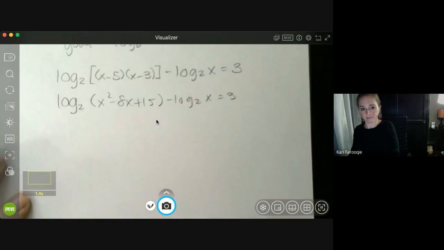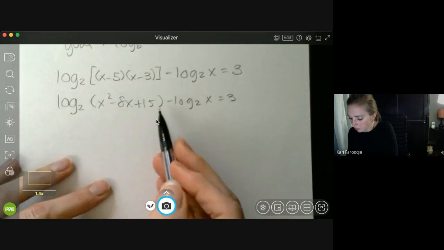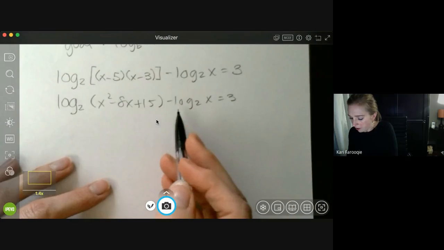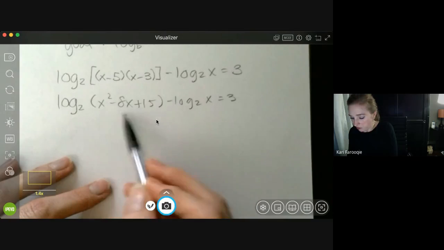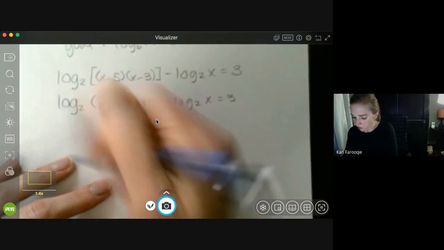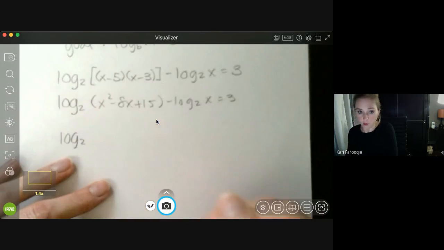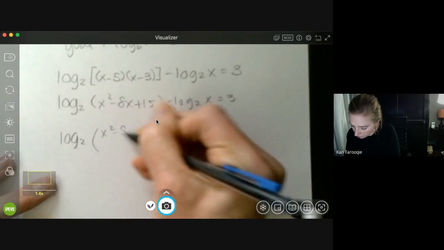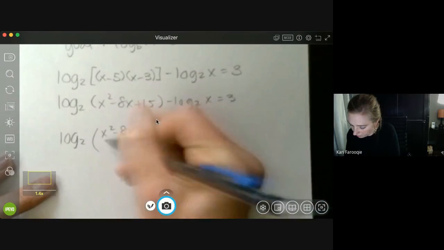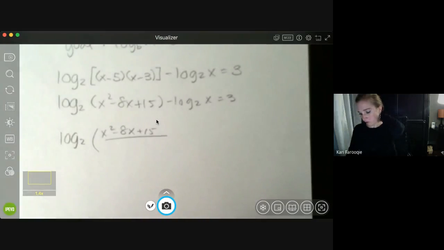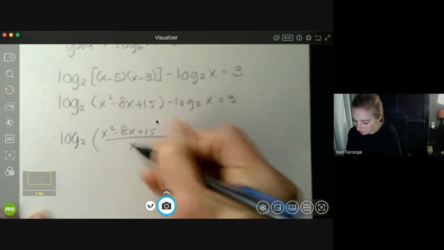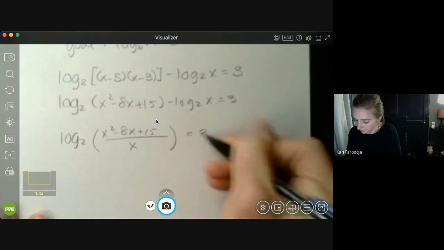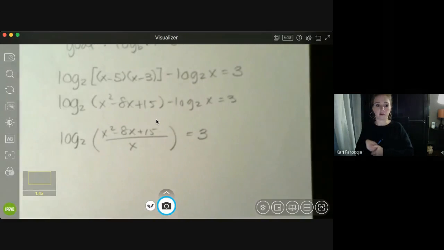Okay. All right, so we're this far. Now you have subtraction. So you have the difference of two logs, and when you have the difference of two logs, you're going to write this as one log using division. So in the numerator, you'll have x squared minus 8x plus 15. And in the denominator, you'll have x. And then we'll set this equal to 3.